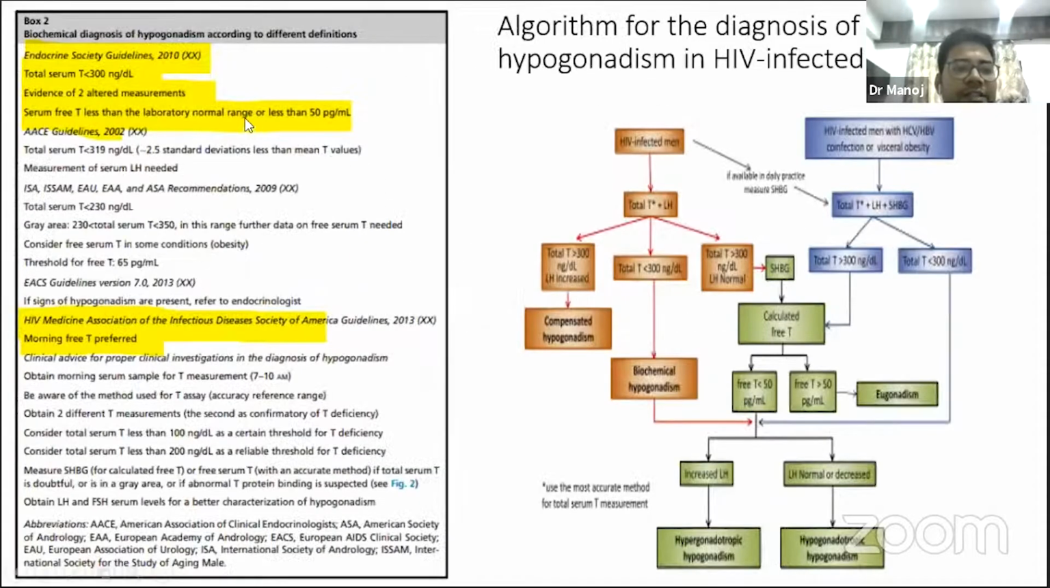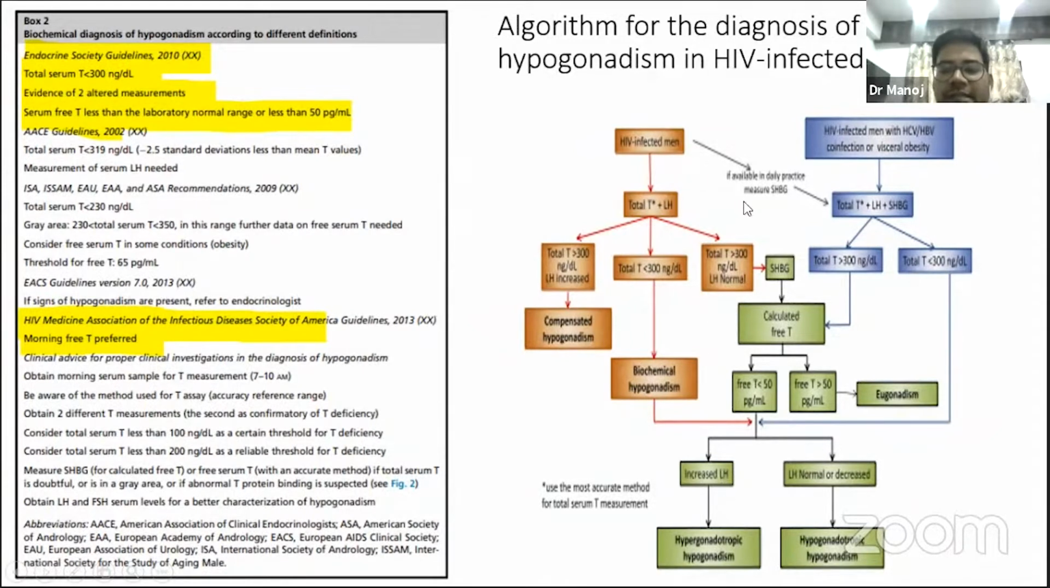Now, coming to the diagnosis, the Endocrine Society recommends a total testosterone less than 300 nanogram per deciliter on two samples for the diagnosis of hypogonadism. There is also the HIV Medicine Association of Infectious Diseases Society guideline, which recommends a morning free testosterone. Now this is the algorithm for the diagnosis of hypogonadism in HIV infected men. After measuring total testosterone and LH, if it is more than 300 and LH is increased, we call it compensated hypogonadism, and if it is less than 300, it is biochemical hypogonadism. If we have increased LH, it will suggest hypergonadotropic hypogonadism.